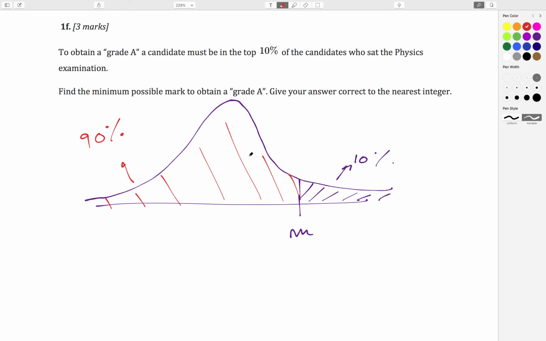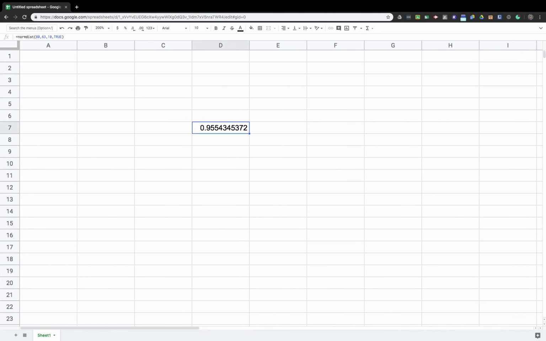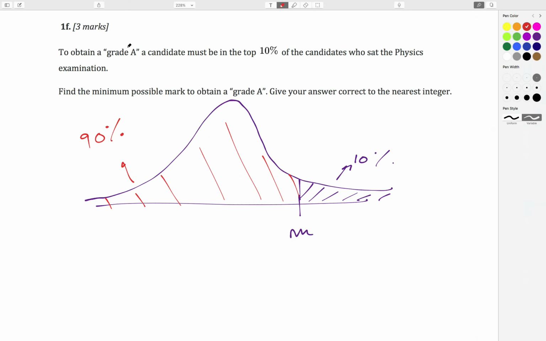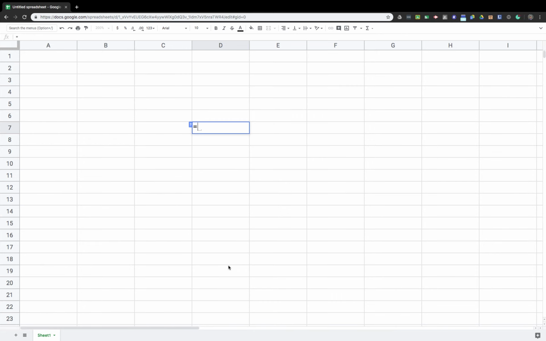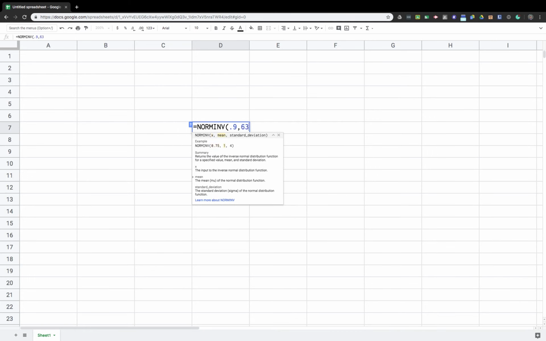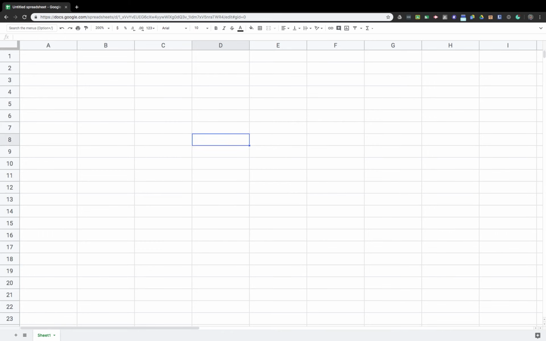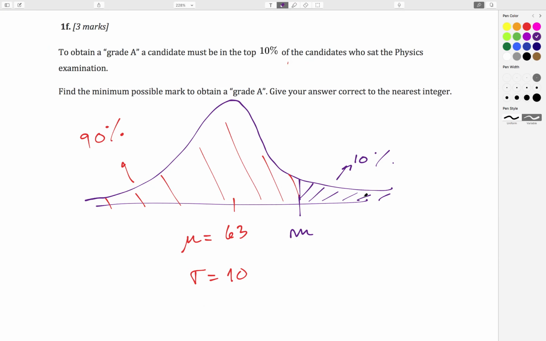We do this with the normal inverse. This is in our physics examination, so our mean is still 63, and our standard deviation is 10. Sigma equals 10. So we have norm inv because we want to calculate an x value. The input here represents the probability of getting to that specific value. So 0.9, our mean is 63, our standard deviation is 10. Close parentheses. The minimum score is 75.81.